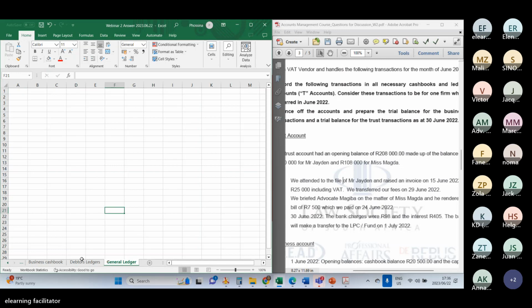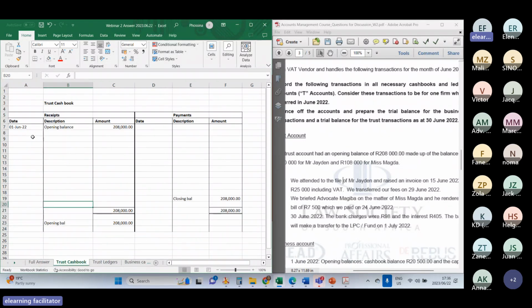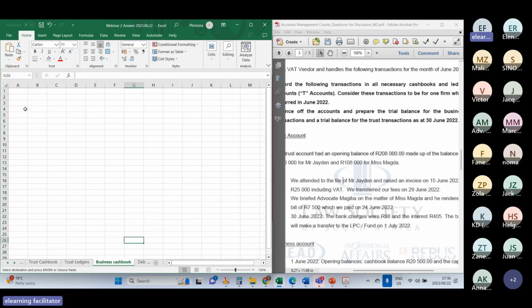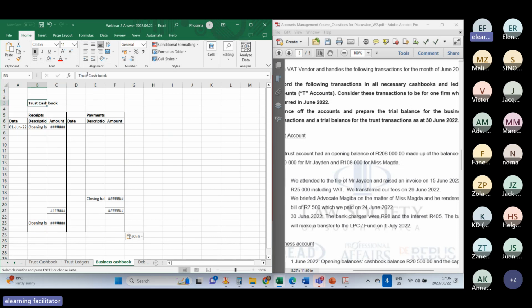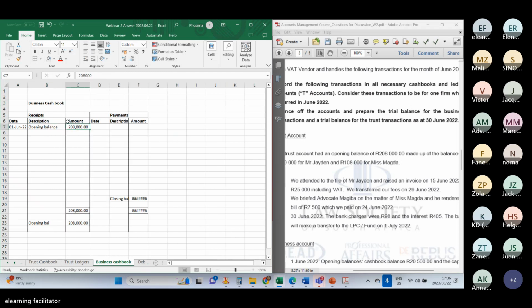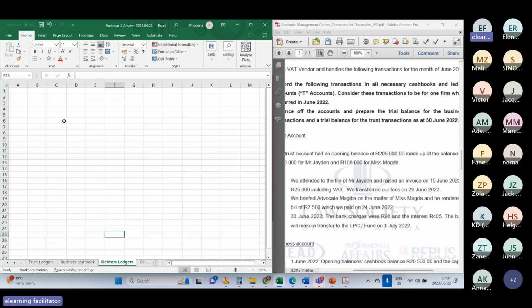Okay. So for our business cash book, the format is more of like the same as that one of the trust cash book. The format is the same. We've got our receipts side. We've got our payment side. It's only that we are now calling it a business cash book.